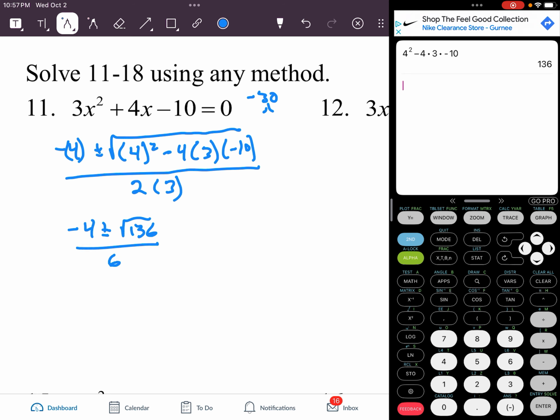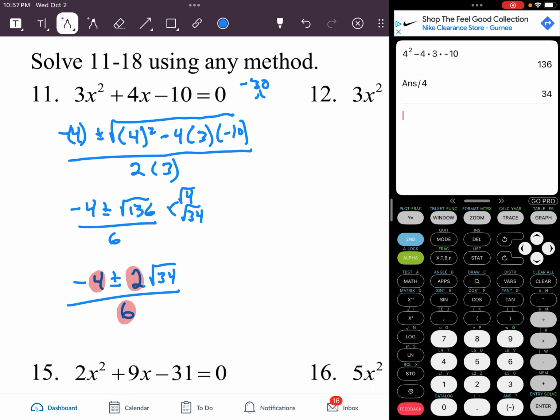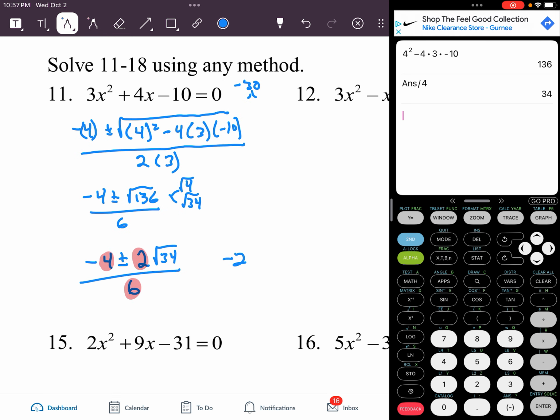over 6. Now I do want to try and see if I can reduce the square root of 136 by a perfect square. Let's try 4, and that works. 4 times 34. Square root of 4 is 2. So I'm going to have negative 4 plus or minus 2 times the square root of 34, all divided by 6. We got one more step. The negative 4, the 2, and the 6 are all divisible by 2, so I'm going to reduce those as well. I'm going to get negative 2 plus or minus the square root of 34, divided by 3. And this is your final answer.